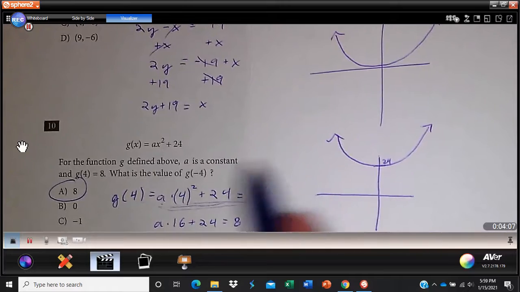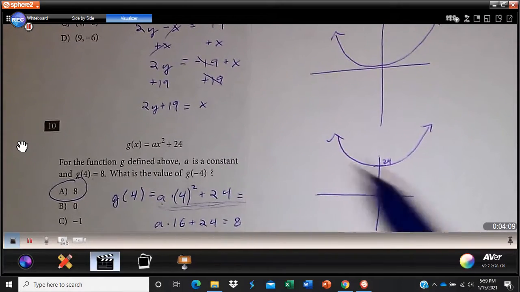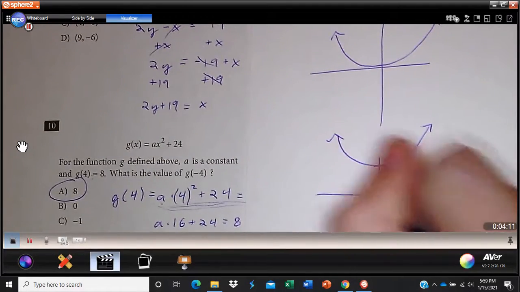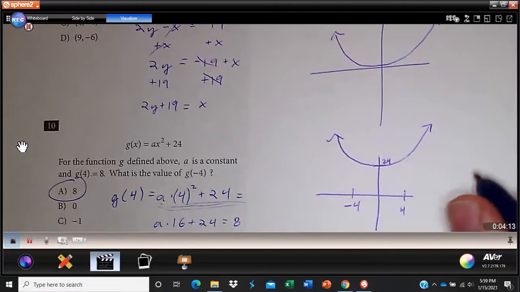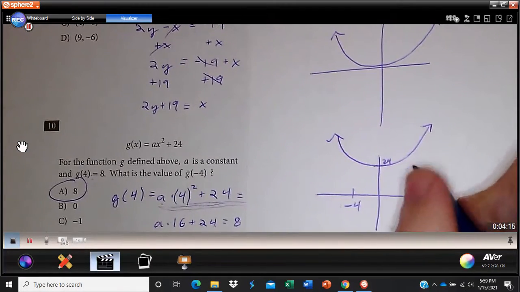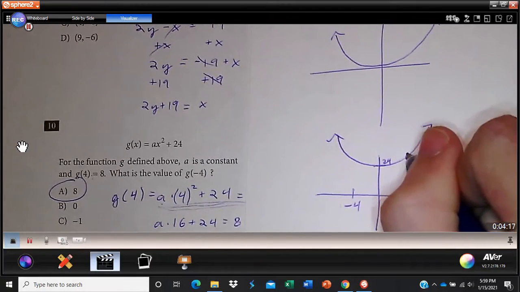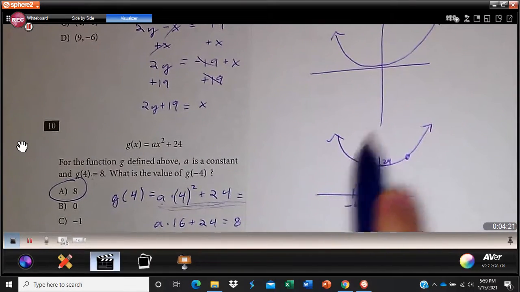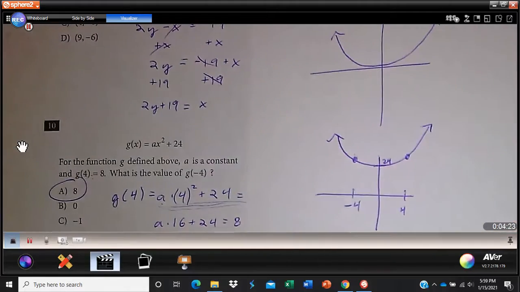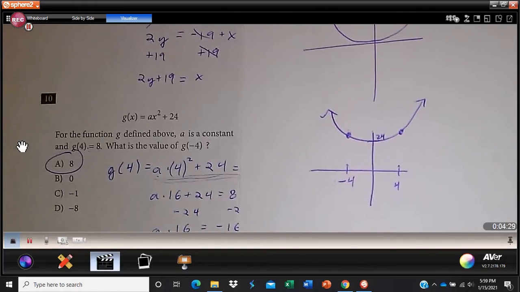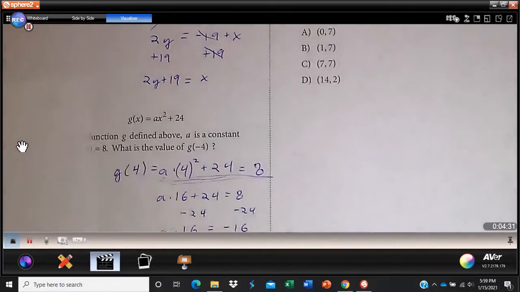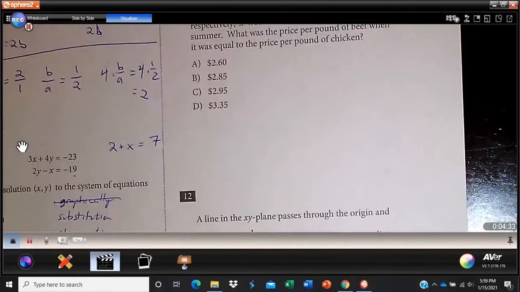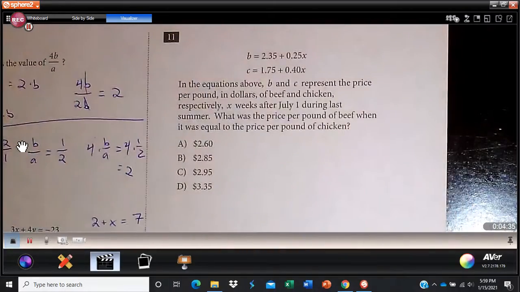So knowing that, they tell me that g of 4, which is over here, and I'm going to put negative 4 in as well. So g of 4 is 8. So this value is 8, which means that g of negative 4 must also be 8 because of the symmetry. So it's the same value. So that's another way of thinking about it for the more visually minded people. Okay, and then let's go to problem 11.